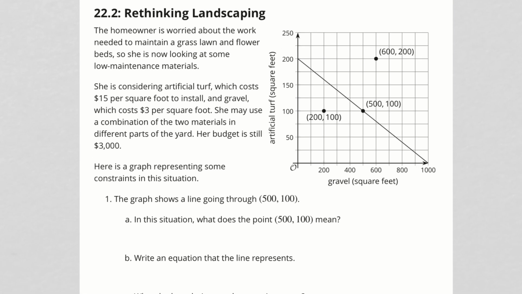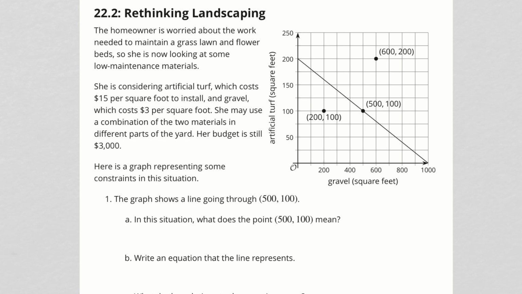Rethinking Landscaping. The homeowner is worried about the work needed to maintain a grass lawn and flower beds. So she is now looking at some low-maintenance materials. She is considering artificial turf, which costs $15 per square foot to install, and gravel, which costs $3 per square foot. She may use a combination of the two materials in different parts of the yard. Her budget is still $3,000. Here's a graph representing some constraints in this situation.